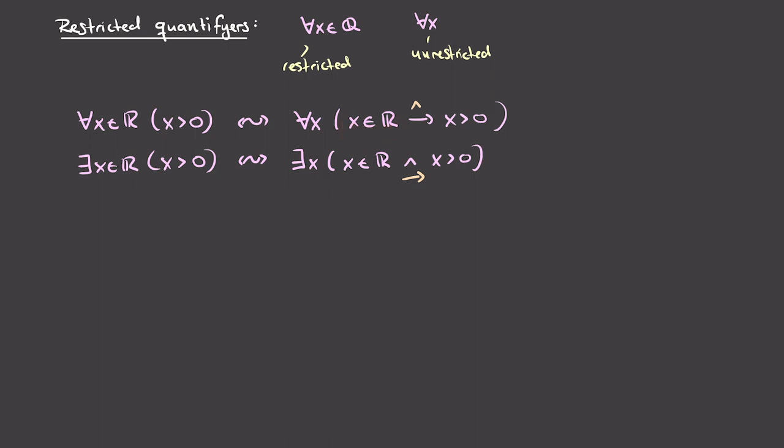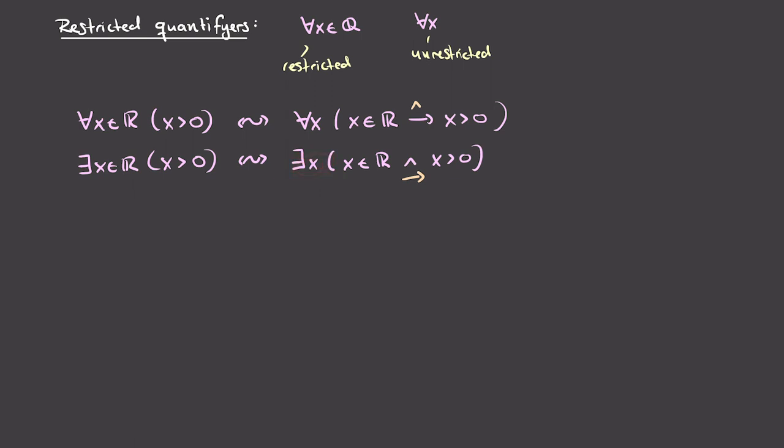In the case of the existential quantifier, things are different. So suppose that we had falsely translated the statement here using the implication. Well, let's think about what this would then mean. It'd be saying that there is some x such that if x is a real number, then x is strictly positive. Now, what could go wrong here? Well, think again about the case where the x's we're interested in could also be complex numbers.